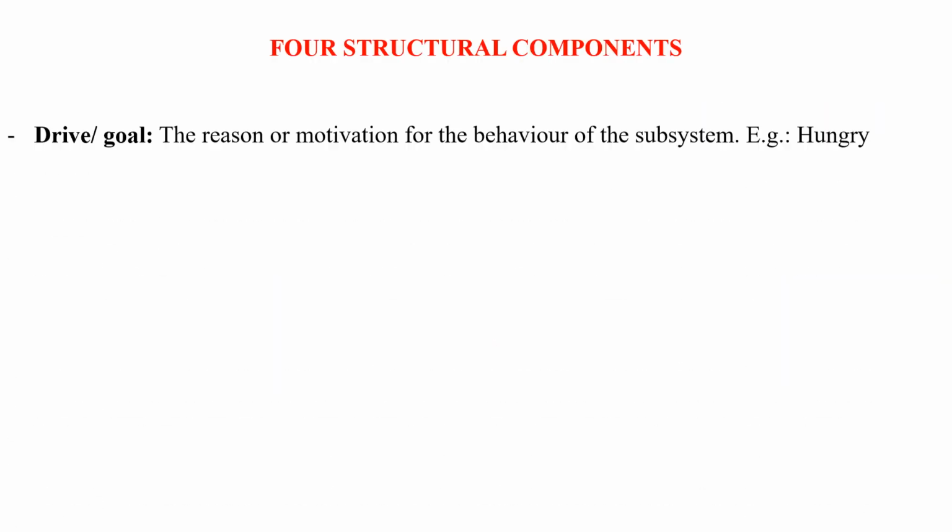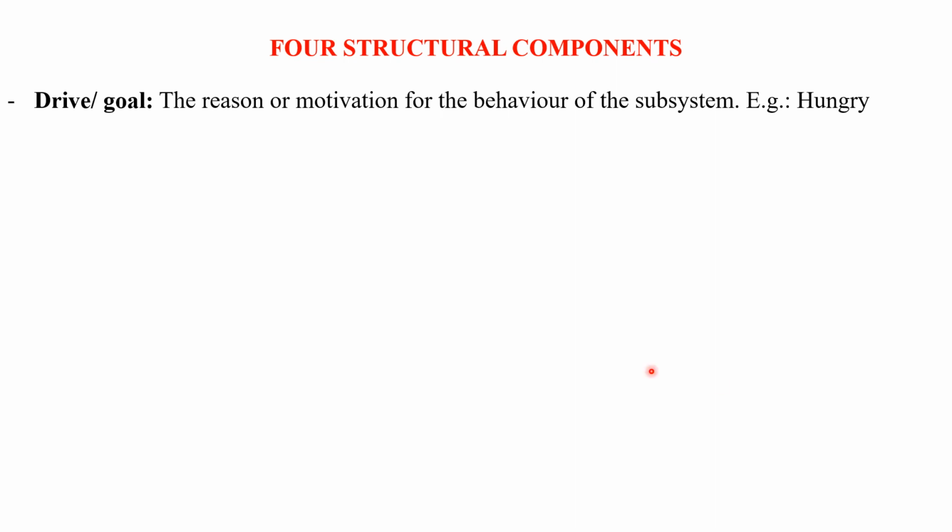The four structural components. First one is the drive or the goal. The goal means the reason or the motivation for the behavior of the subsystem. For example, hunger. When we are hungry only, we will be showing one particular type of behavior. So that is the drive or that is the goal.